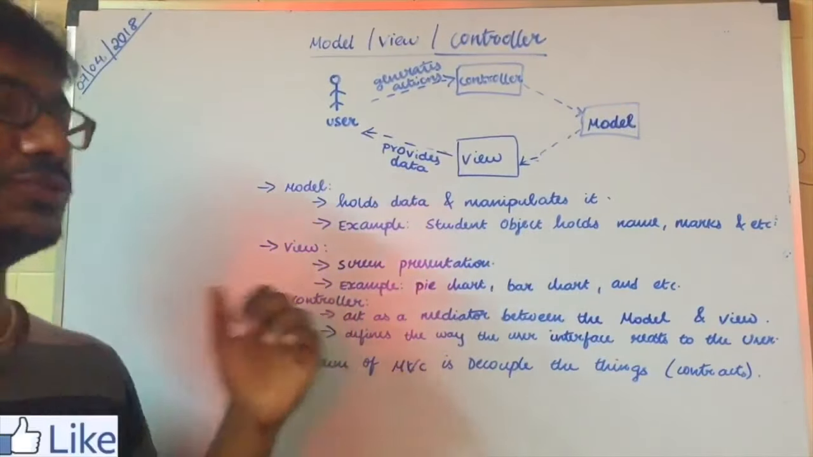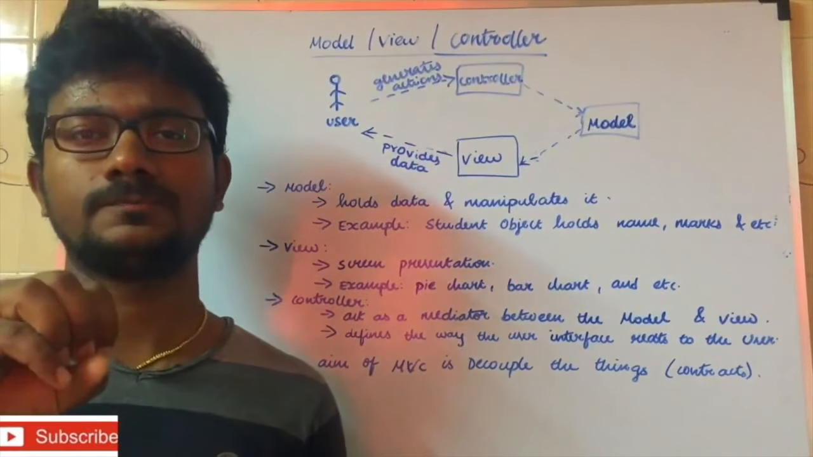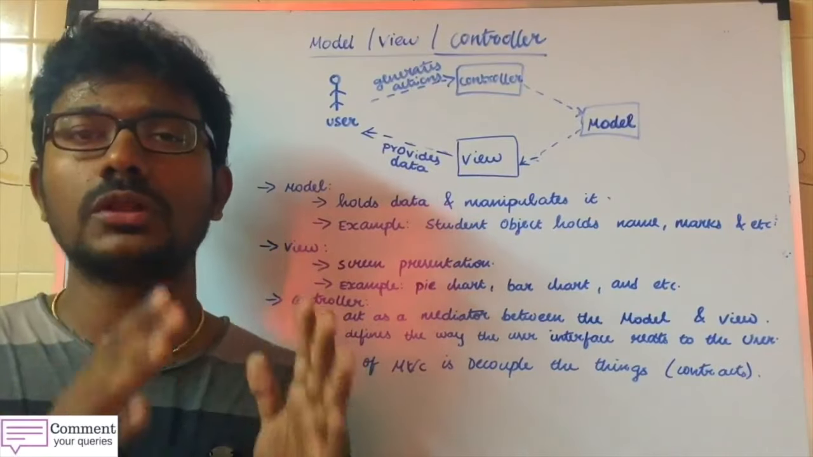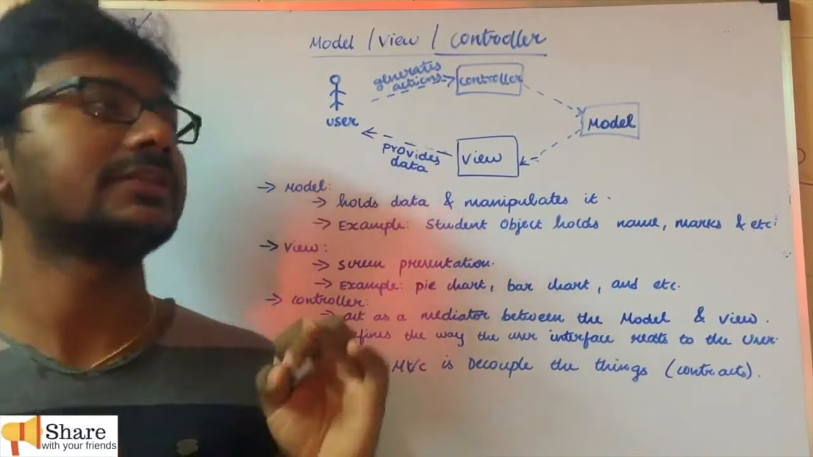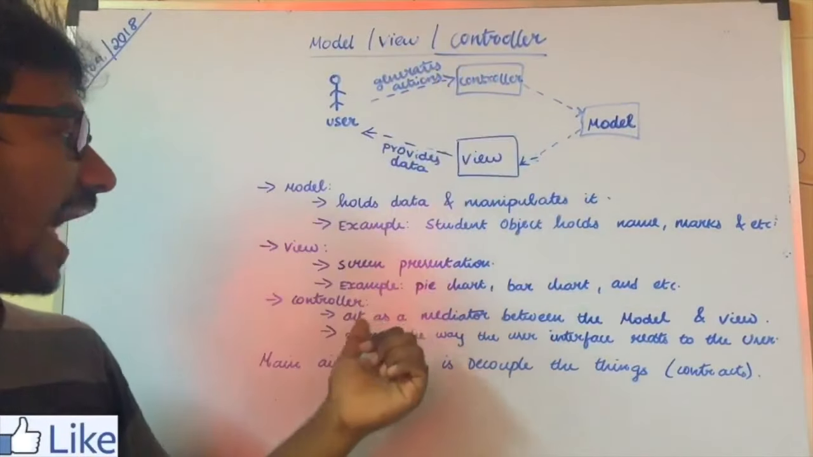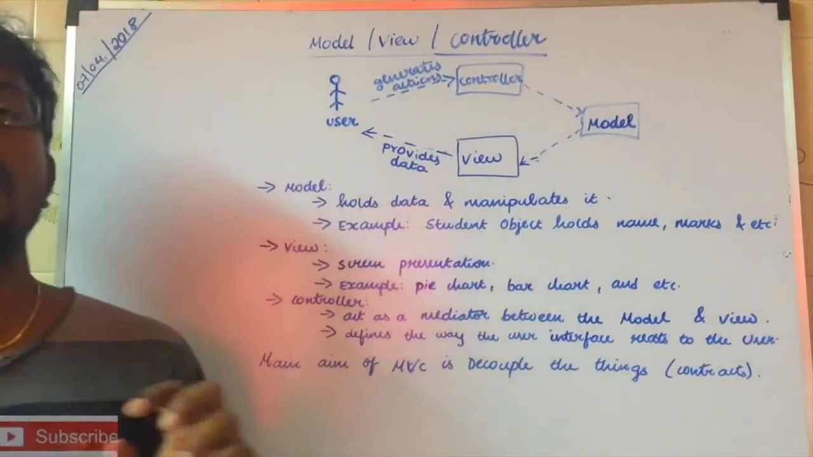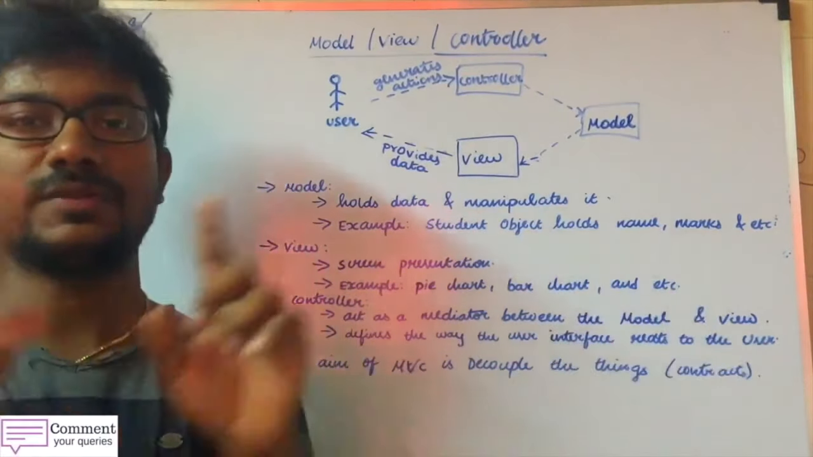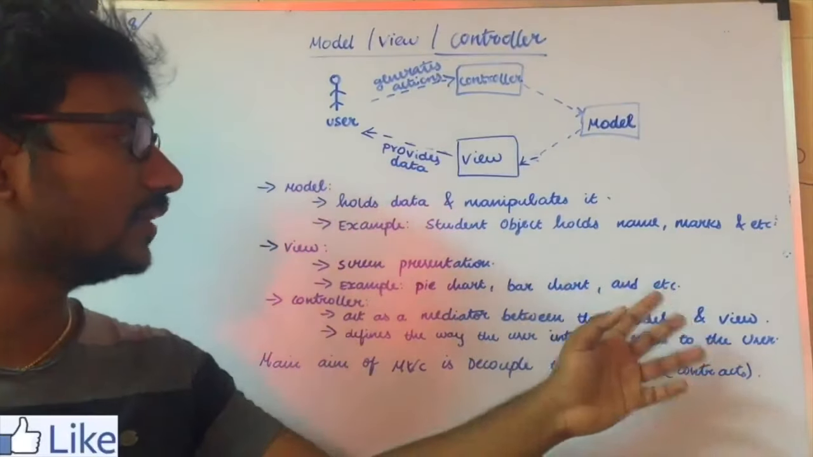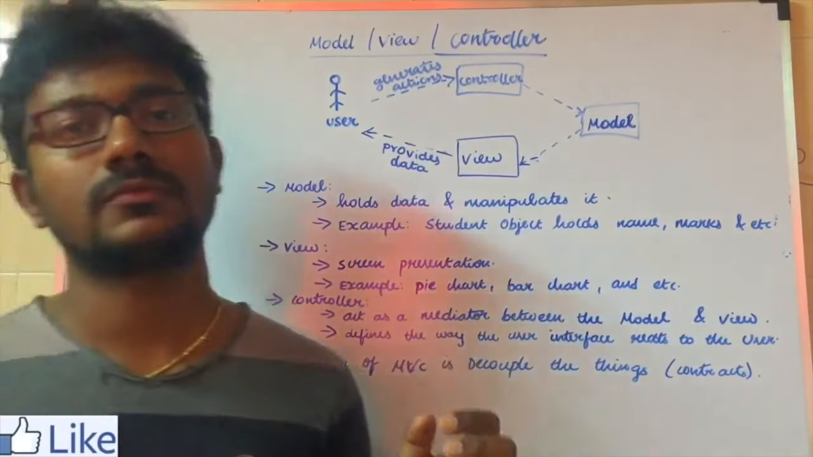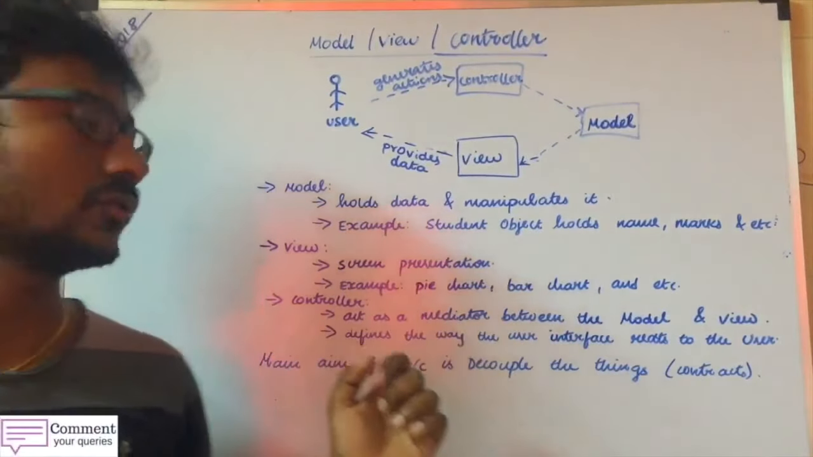Next comes the controller. If you give some roll number, the roll number is sent from the client to the server, and that is managed by the controller. So it acts as a mediator between the model and view. Here the view is a presentation layer where we give a roll number, and that is sent to the model via the controller. We will discuss the model in the later part of this video.